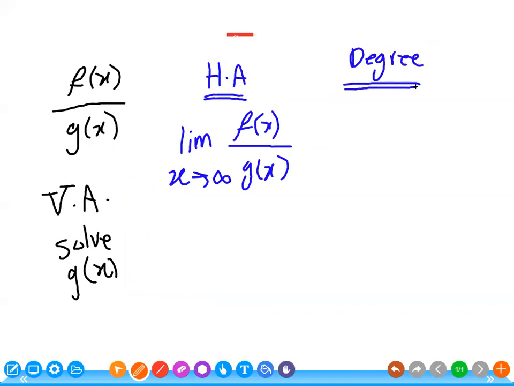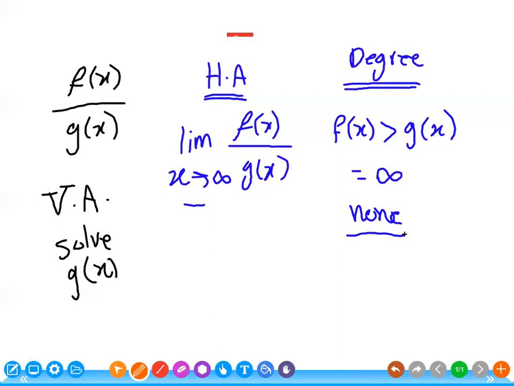Degree means the highest degree or the highest power in the numerator or the highest power in the denominator. Now, if the degree of the numerator of f of x is greater than the degree of the denominator, as the limit as x approaches infinity, you would say infinity. It means we have no horizontal asymptote. So whenever the degree of numerator is greater than denominator, you will say no horizontal asymptote, or you may say just none.